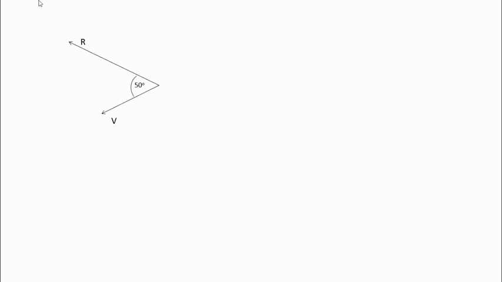Speaking of angles between vectors, let me just spend a little time here to make a few points. When you're identifying the angle between two vectors, those two vectors must start from a common point. Looking at this diagram, it's obvious that the angle between these two vectors, r and v, is 50 degrees.